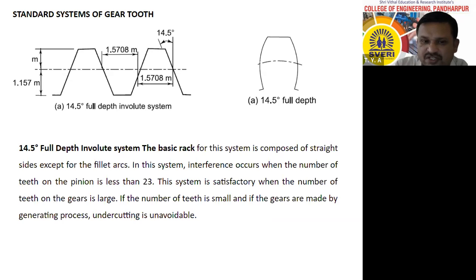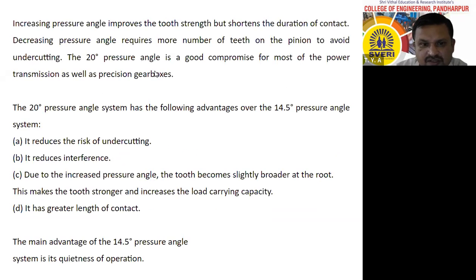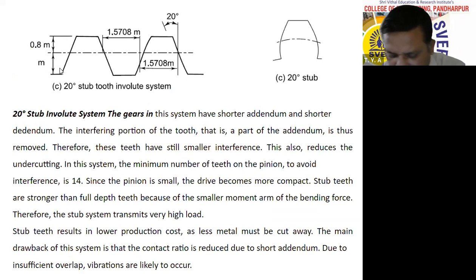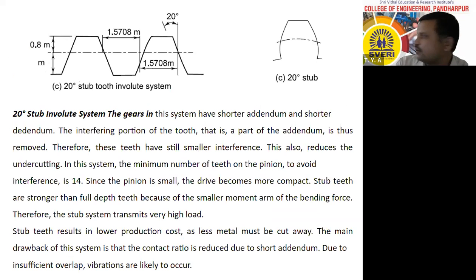Once you determine the module, you can use these standard proportions. For the stub tooth, addendum is 0.8 times module and dedendum is equal to module. Therefore, these standard proportions are available, and once you determine the module, you can find out all the values. That is known as design of the gears.